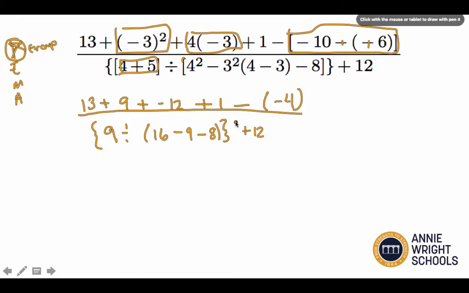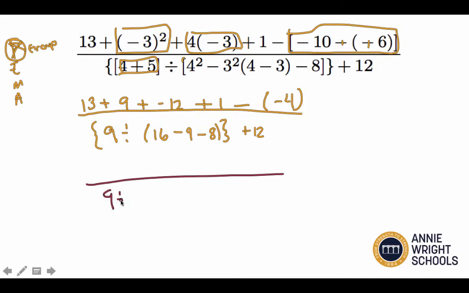All right, we keep going. Now it's all, well, we got to figure this out. So we got 16 minus 9, that's 7. 7 minus 8, negative 1. So we have 9 divided by negative 1. All right, so let's just clean all this up. So 9 divided by negative 1, add that to 12.